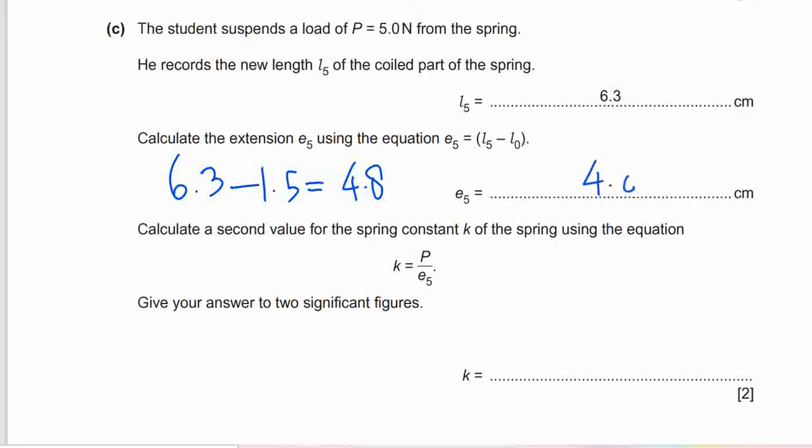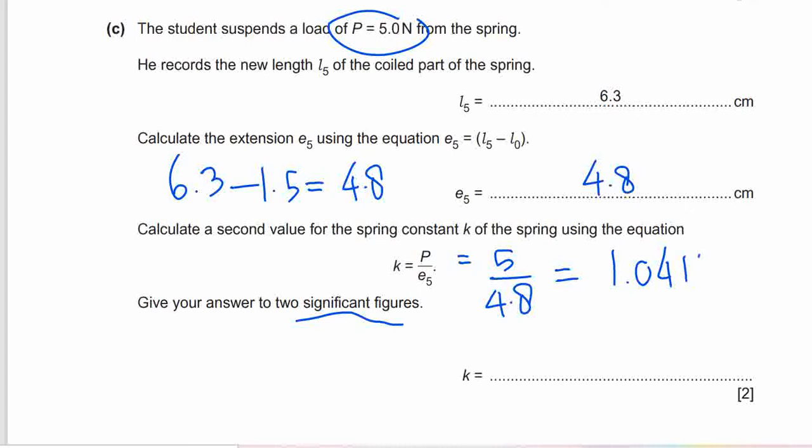So this is 4.8. Calculate the second value for the spring constant using the equation K equals P over E5. Give your answer to two significant figures. So P is 5, get from here, over 4.8. So we got the answer, it is 1.0416666, and then two significant figures, so it equals 1.0. So the answer is 1.0 because 4 is less than 5, so we just ignore this. That will be 1.0 newton per centimeter.